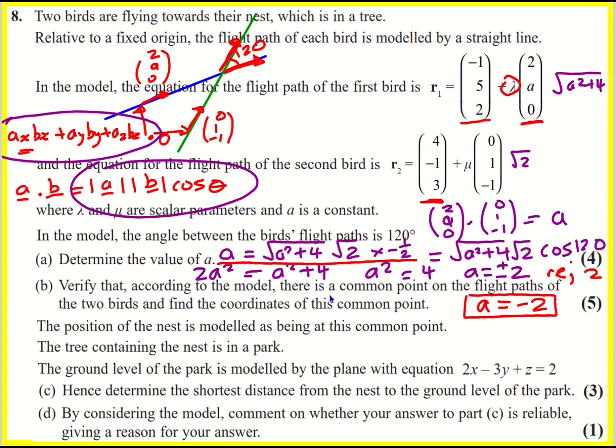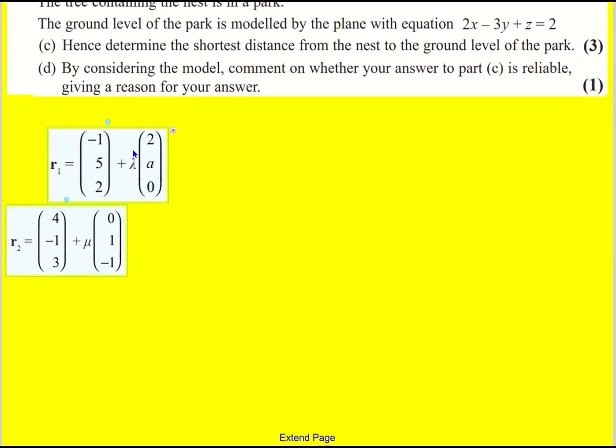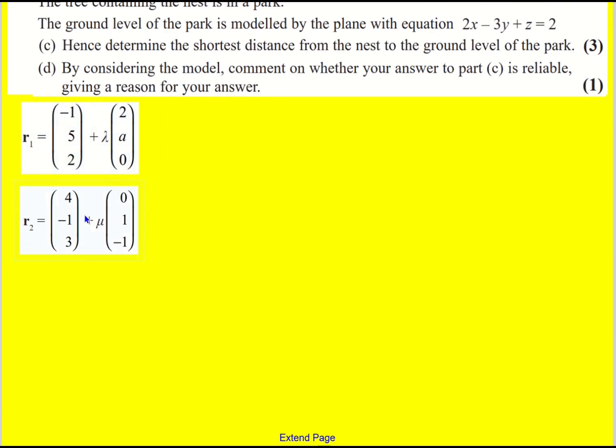Now verify that according to the model, there's a common point on the flight paths of the two birds and find the coordinates of this common point. Of course, I assumed this in the first part, but these could be skew, like this green one could be coming out of the page or something. So you can still find the angle in between them, but now we want to find the common point. Well, we've got our two equations and we want them to have the same position vector. So this is going to be when -1 plus 2 lambda, the x value here, is equal to 4, the x value for the second one. We'll come back to solving that in a minute. 5 plus, oh yeah, we know what a is now. Remember, it's minus 2.